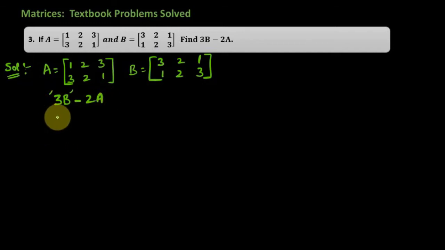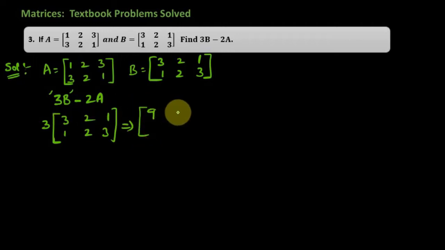So first we'll find 3b value. 3b means 3 into matrix b. What is the matrix b values? 3, 2, 1 and 1, 2, 3. Okay. So if I multiply this element, scalar multiplication, what I get? 3 3s are 9, 3 2s are 6, 3 1s are 3. Similarly 3 1s are 3, 3 2s are 6 and 3 3s are 9. So this is my matrix 3b.